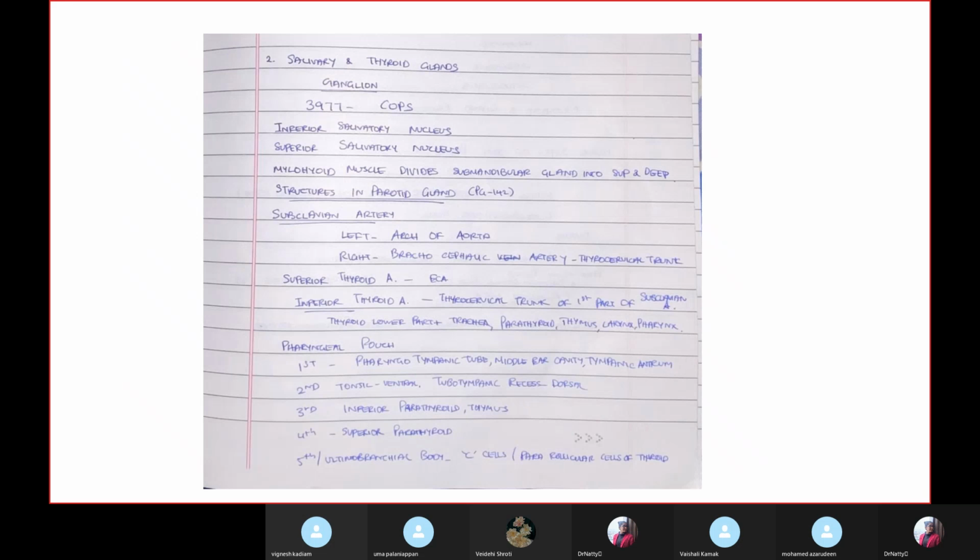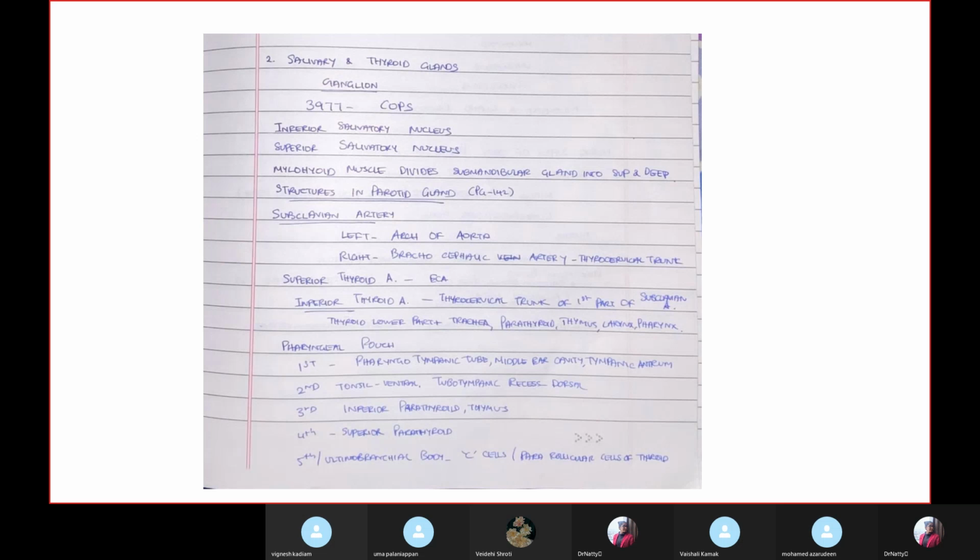Then salivary glands, I mentioned the mnemonic COPS: C for ciliary ganglion, O for otic ganglion, P for pterygopalatine ganglion, and S for submandibular ganglion, and the nerves associated with the particular ganglions. Then inferior salivatory nucleus and superior salivatory nucleus. Inferior salivatory nucleus is responsible for the otic ganglion, that is the parotid gland. Superior salivatory nucleus is responsible for the submandibular ganglion, which is the submandibular and sublingual gland. Then mylohyoid muscle divides the submandibular gland into superficial and deep parts. And the sublingual gland is always present superficial to the mylohyoid muscle.